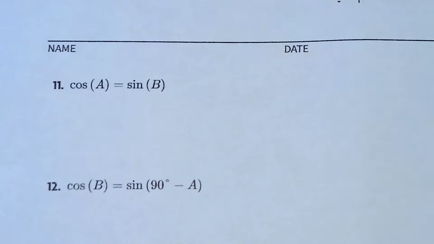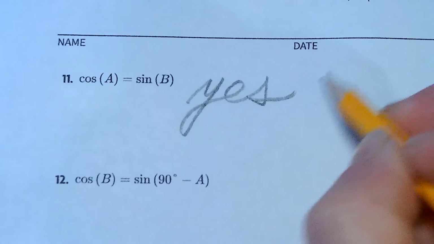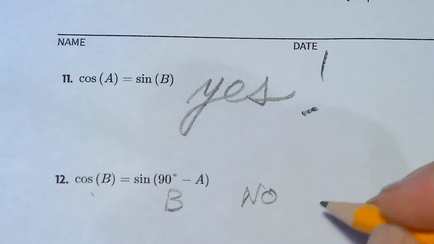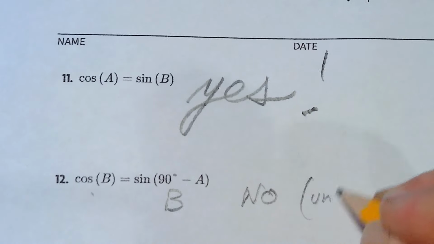Cosine A equals sine B. Yes, that's what we learned. Cosine B equals sine of 90 minus A. No, because 90 minus A is B, and the cosine of B doesn't equal the sine of B. No. Unless 45.